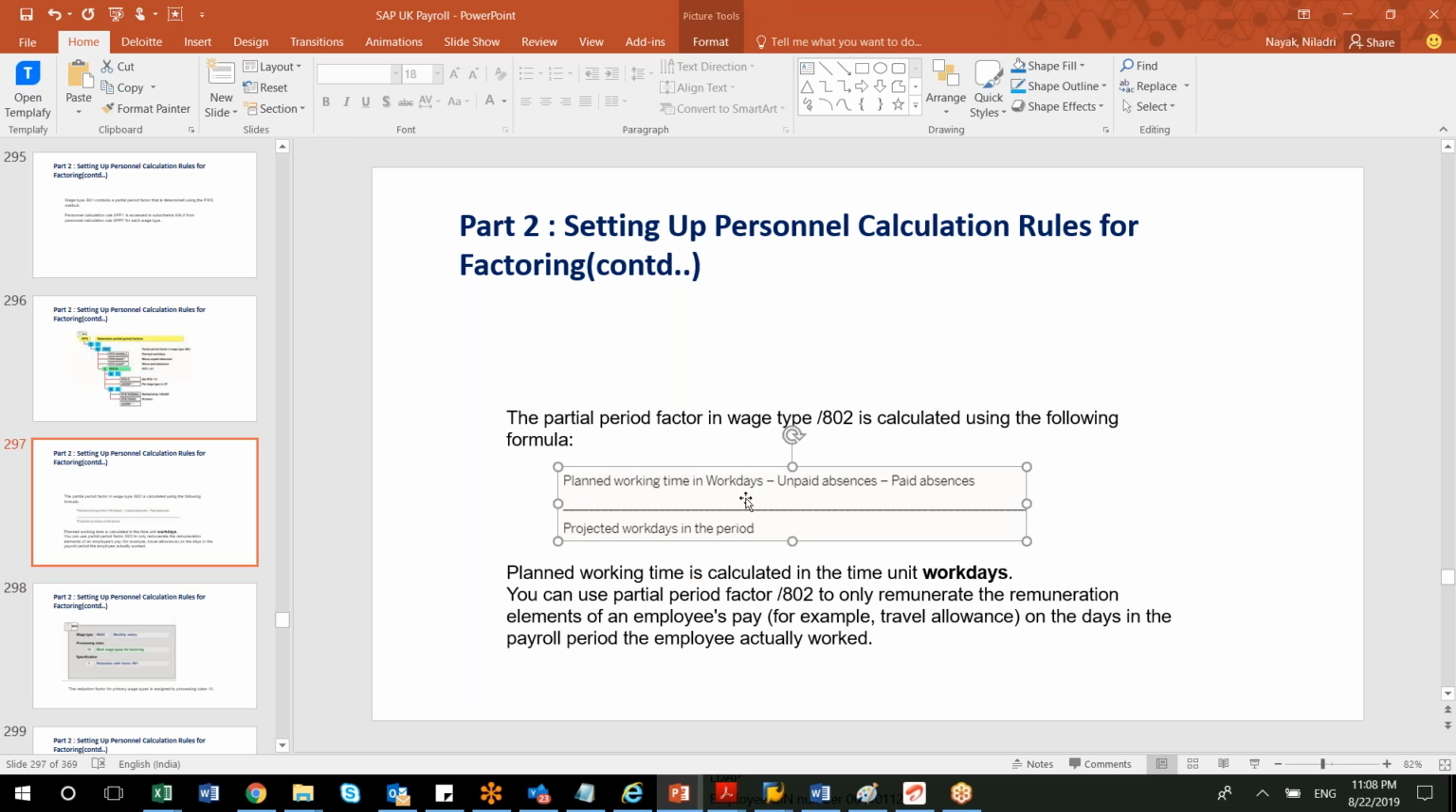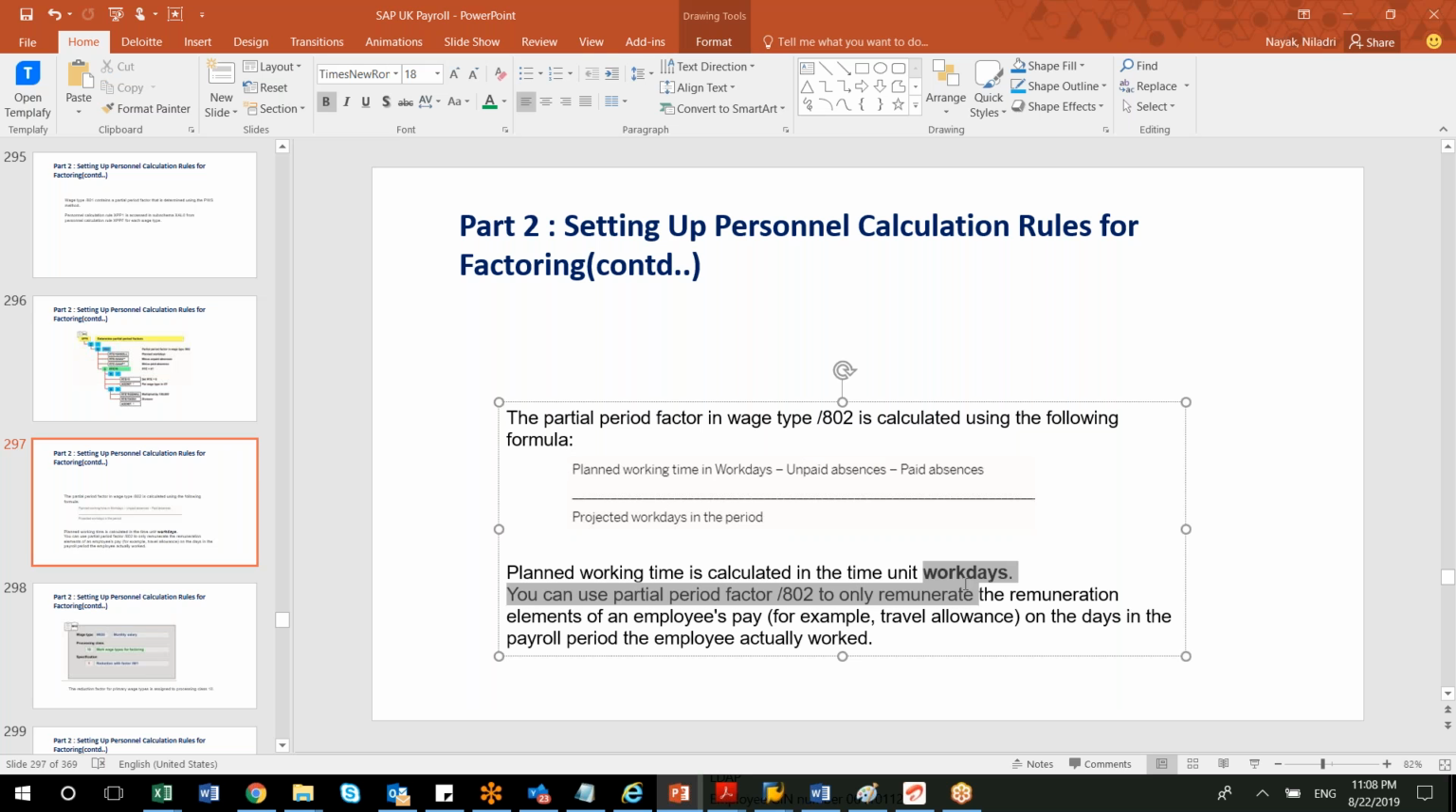Whatever planned working time you have for working days, it will not consider your calendar days, rather it will focus on the working days. So in that case, 22 days will be used in the calculation. Similarly, on the denominator side, it will consider the number of working days for that particular month, not the entire calendar days. If someone asks what the difference is between /801 and /802, you can say in a single sentence: /802 is all about the working days, while /801 considers all the calendar days.